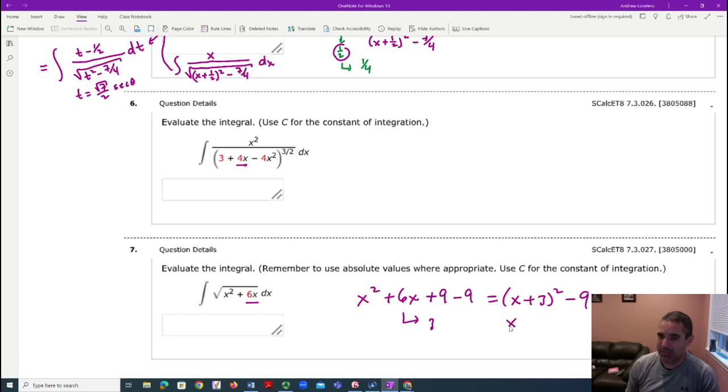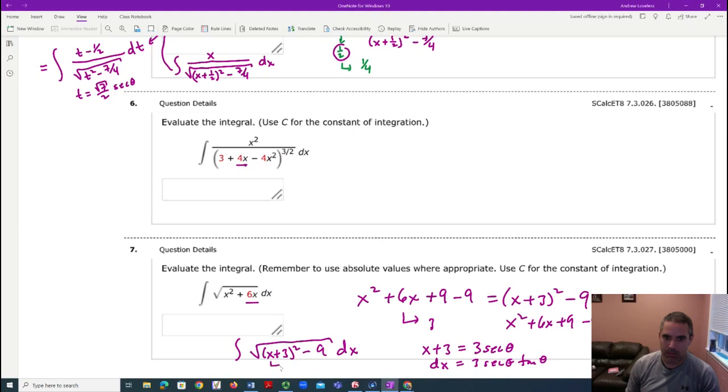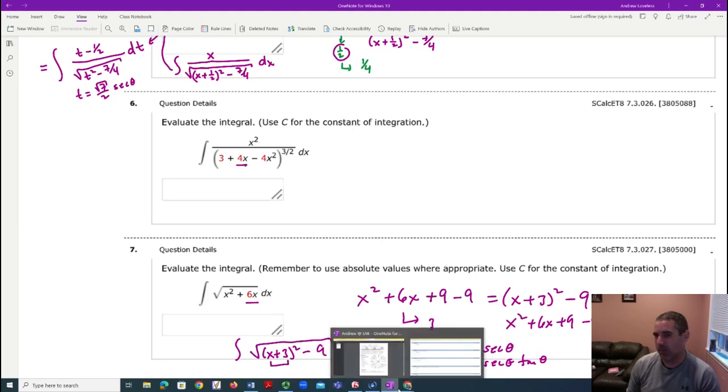And then I always like to immediately re-expand just to double check that I didn't do anything silly. Is that the same thing I started with? Yes. And so then I take the problem and I'm going to write the square root of x plus 3 squared minus 9. And I honestly don't usually do that substitution. I just go directly to the problem, meaning I would write x plus 3. I want to replace x plus 3 with 3 secant. And you can take the derivative of this and do everything like normal. Secant theta, tangent theta. And then when I go to replace, I replace this whole thing by 3 secant. And then the problem continues.